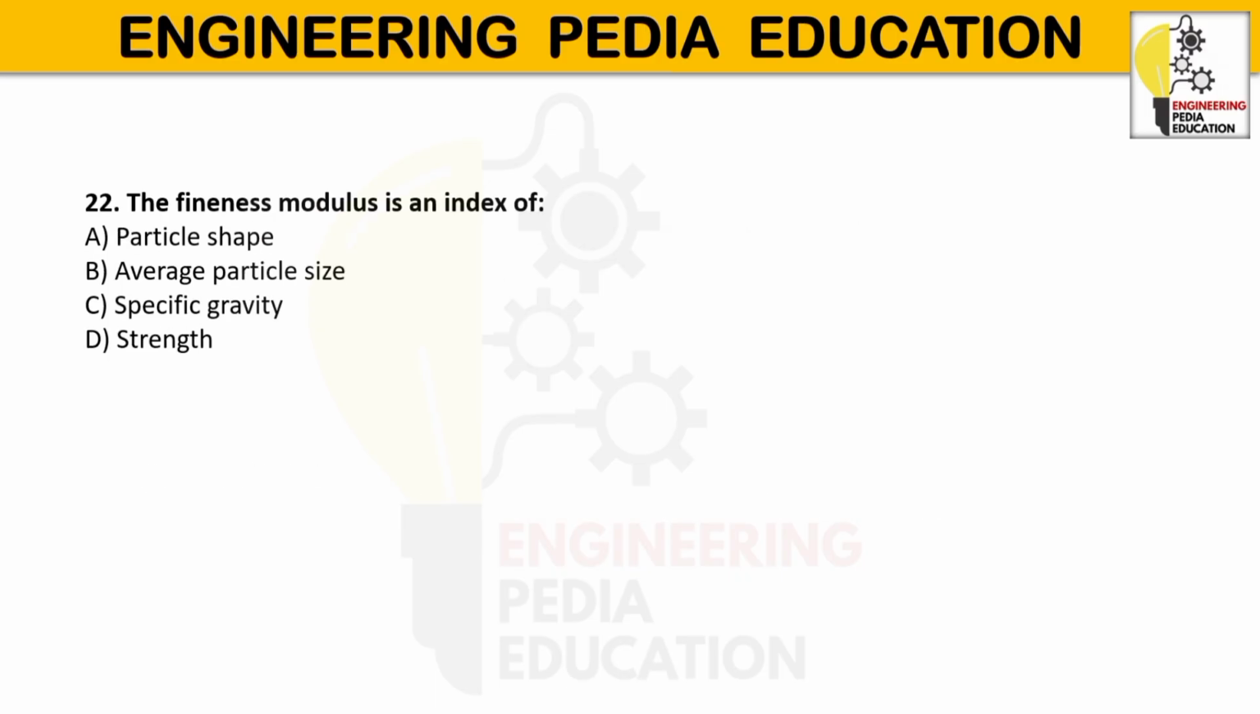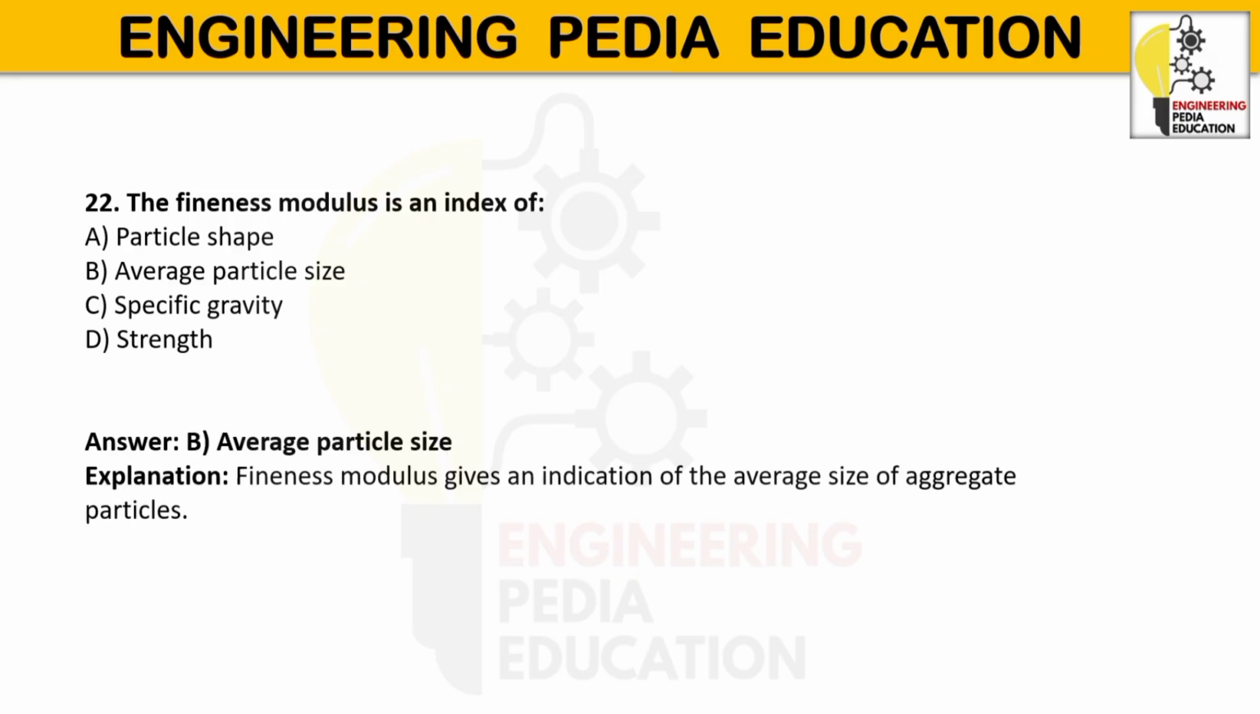The fineness modulus is an index of particle shape, average particle size, specific gravity, strength. So the correct answer is average particle size. Fineness modulus gives an indication of the average size of aggregate particles. It is an empirical index number that represents the average particle size of aggregate. It indicates how fine or coarse the aggregate is. It is calculated by adding the cumulative percentage retained on the standard set of sieves and dividing the total by 100.